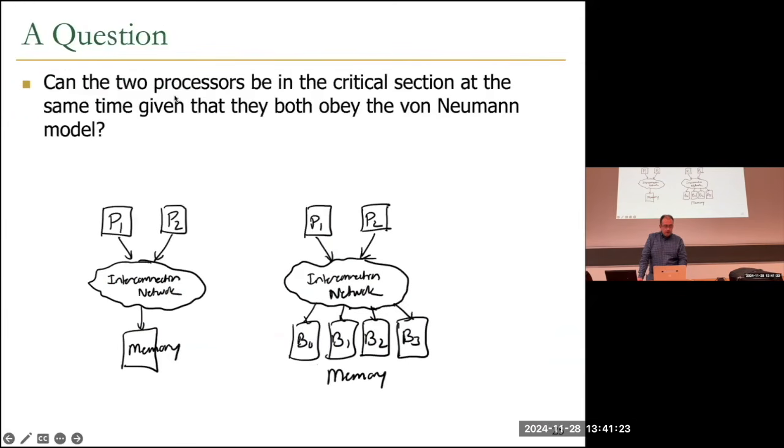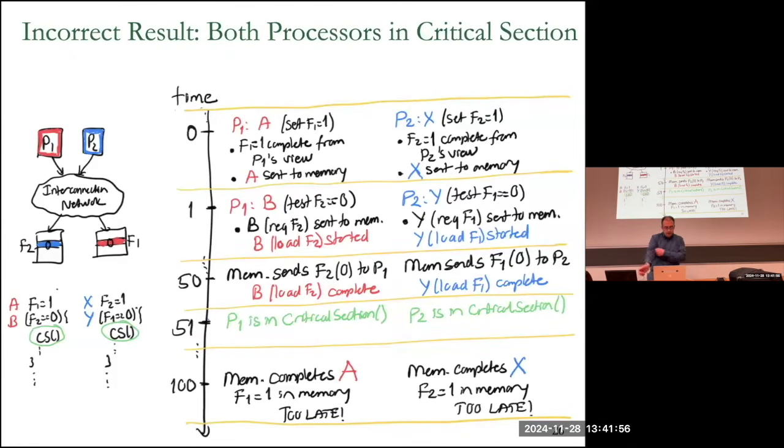Okay, so the question is: can the two processors be in the critical section, which should not happen, at the same time, given that they both obey the von Neumann model? So that's the question, and this is the baseline we consider. If you have two processors, then an interconnection network, and one memory here, this might work. But if your memory is banked, then you can see that this might not work. And we're going to see with this example.